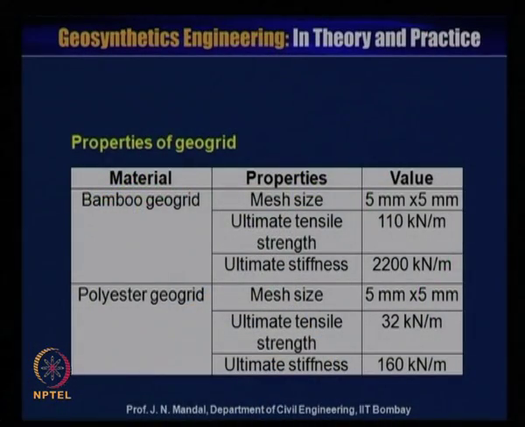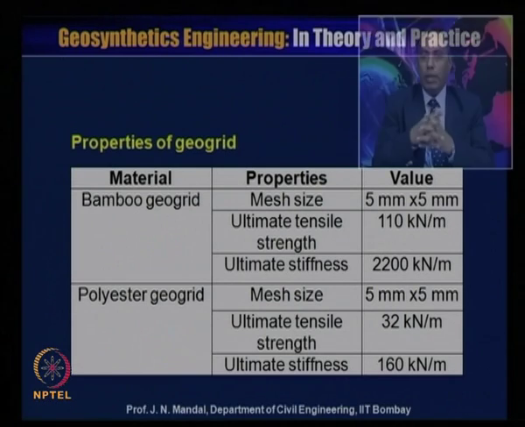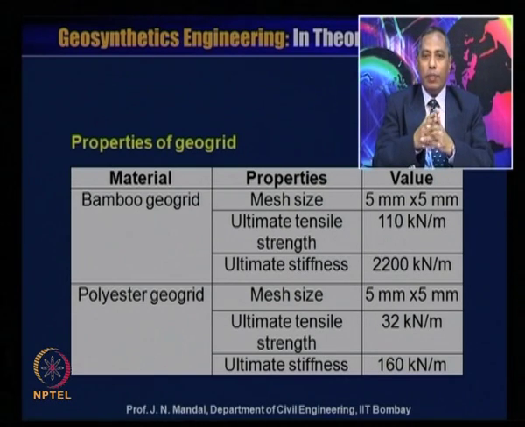The properties of the geogrids shown here: the bamboo geogrid has a mesh size of 5 millimeter by 5 millimeter, ultimate tensile strength of 110 kilonewton per meter, and ultimate stiffness of 2200 kilonewton per meter. The polyester geogrid has a mesh size of 5 millimeter by 5 millimeter, ultimate tensile strength of 32 kilonewton per meter, and ultimate stiffness of 160 kilonewton per meter.